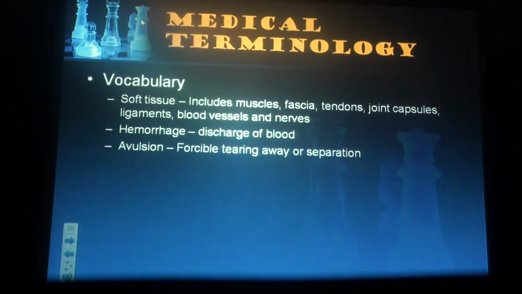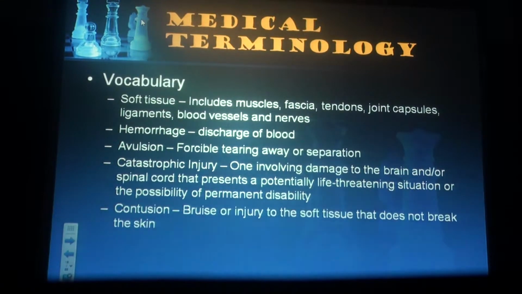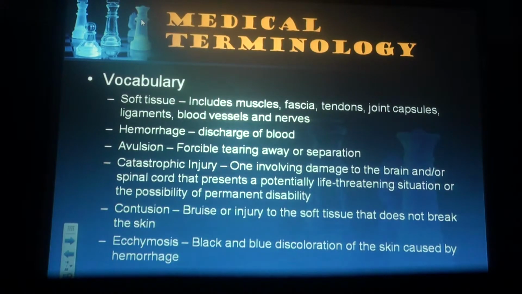Avulsion, forcible tearing away or separation. Catastrophic injury, one involving damage to the brain and or spinal cord that presents a potentially life-threatening situation or the possibility of permanent disability. That's a catastrophic injury. Contusion, it's a bruise or injury to the soft tissue that does not break the skin. Ecchymosis, black and blue discoloration of the skin caused by hemorrhage. You often see that during a contusion.